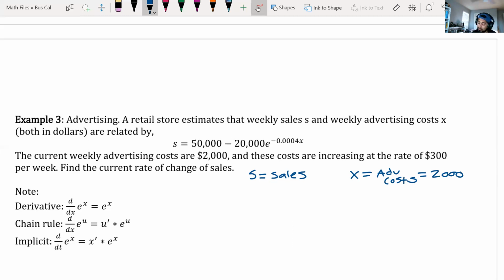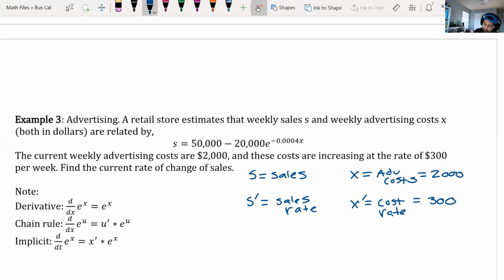And then we say these costs are increasing at a rate of 300. So what variable is 300 going to get? X prime. There you go. I'll say X prime is just the cost rate. Why not? Rate of cost, cost rate. So that'll be 300. And then the very last part says find the current rate of change of sales. So this means we're looking for S prime, rate of sales or sales rate. Okay. So we have everything nicely labeled.